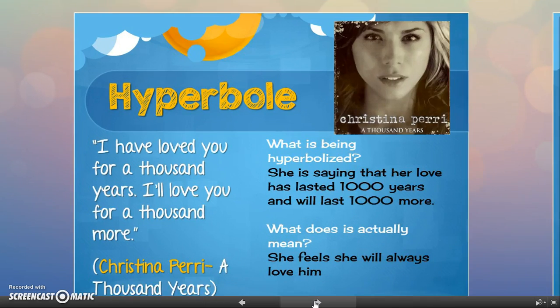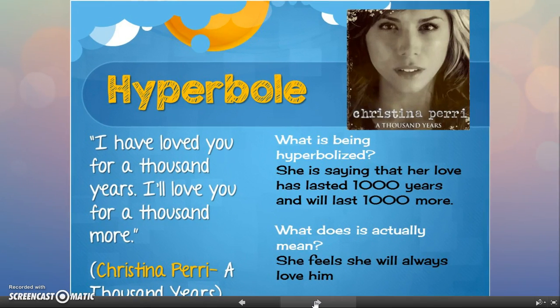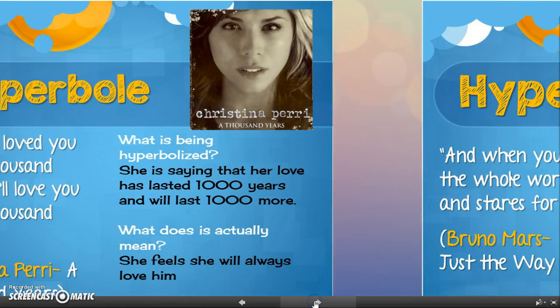So let's take a look at what it actually means. What's being hyperbolized is she is saying that her love has lasted 1,000 years and will last 1,000 more. It doesn't really mean that, okay? But what she does actually mean is that she feels she will always love him. But it's more exciting to say, I love you for 1,000 years and I love you for 1,000 more. Okay? Thank you, Christina, for that.